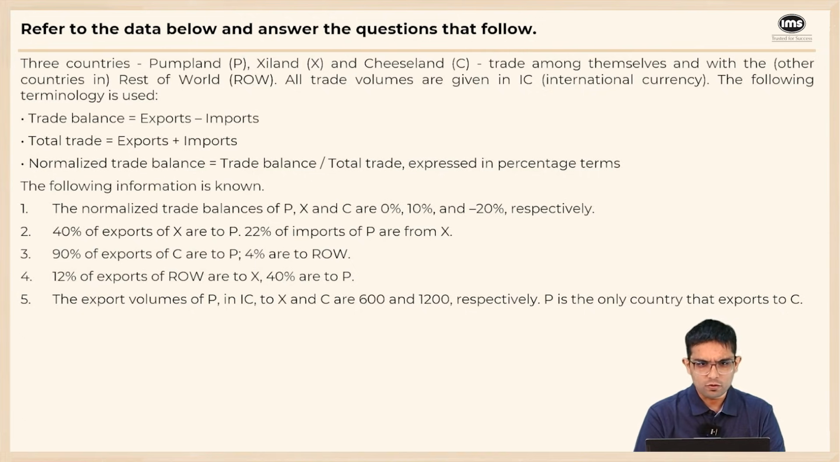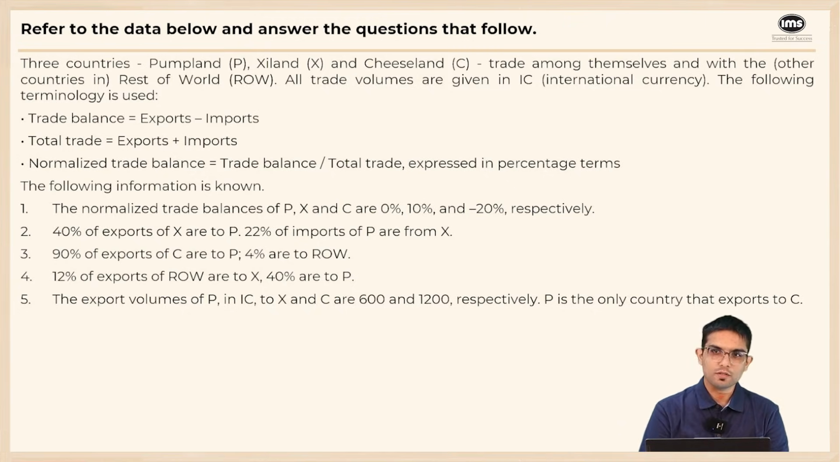The normalized trade balance of P, X and C are 0, 10 and minus 20% respectively. 40% of exports of X are to P and 22% of import of P are from X. 90% of exports of C are to P and 4% to rest of the world. 12% of the exports of rest of the world are to X and 40% are to P. The export volume of P in IC to X and C are 600 and 1200 respectively. P is the only country that exports to C.